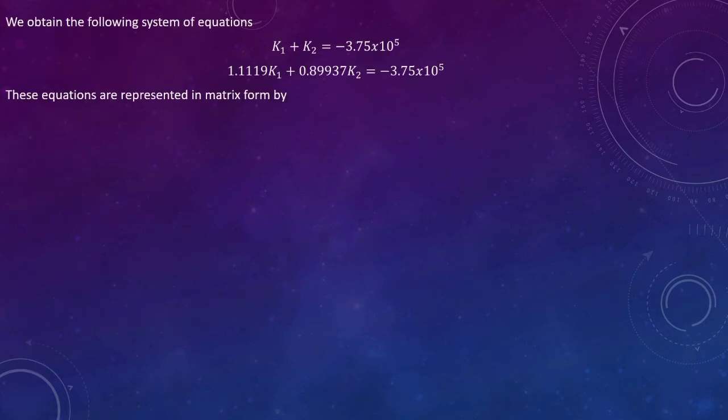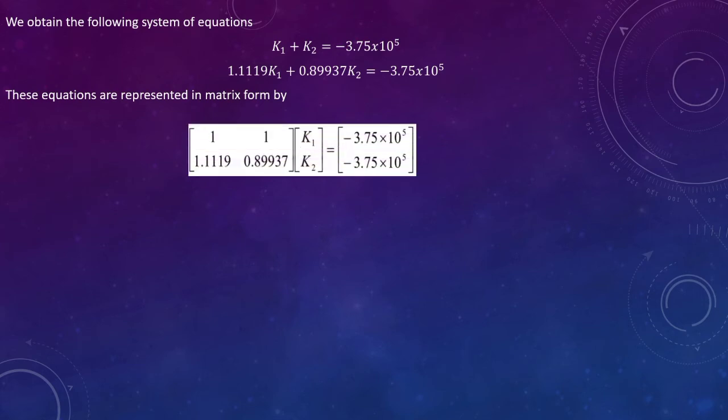We obtain the following system of equations. k sub 1 plus k sub 2 is equals to 3.75 times 10 raised to the power of 5. 1.119 k sub 1 plus 0.8993 k sub 2 is equals to negative 3.75 times 10 raised to the power of 5. These equations are represented in matrix form by, so, mao na siya kato na ang gi-input ang katong mga nakuha na or mga na-form na equation.